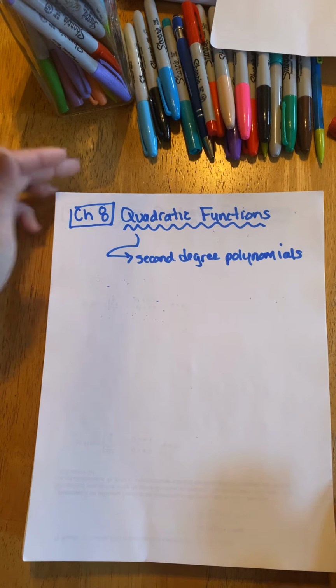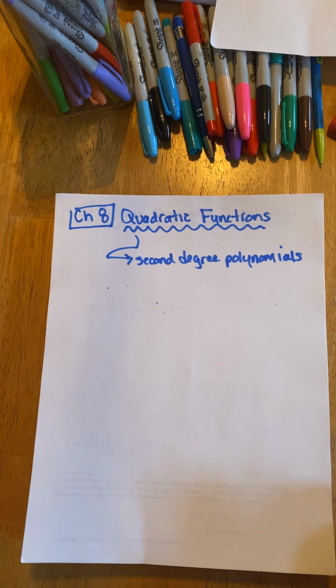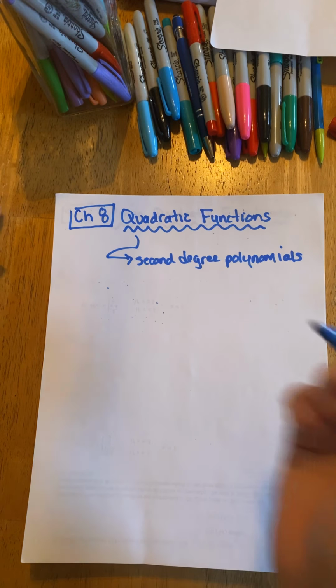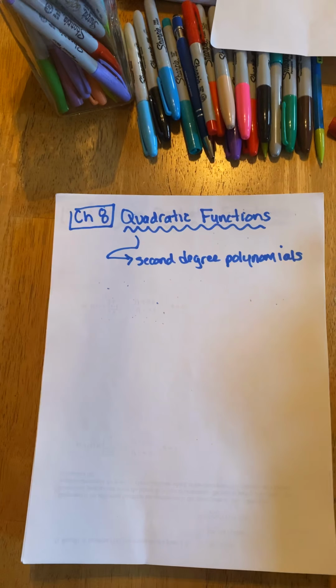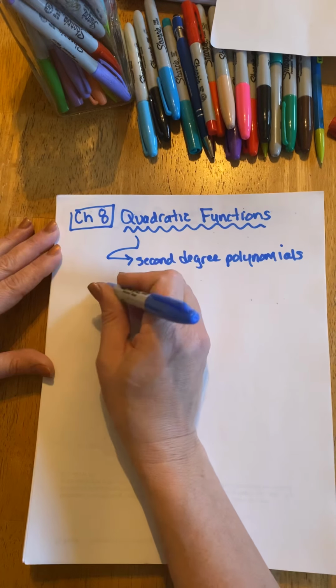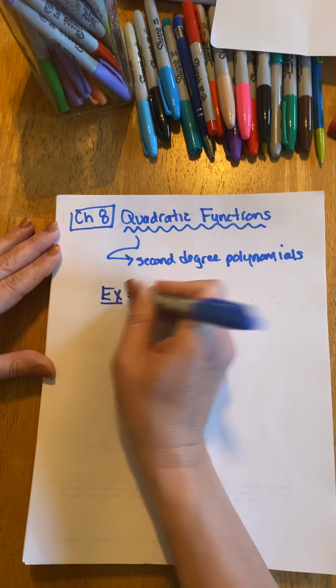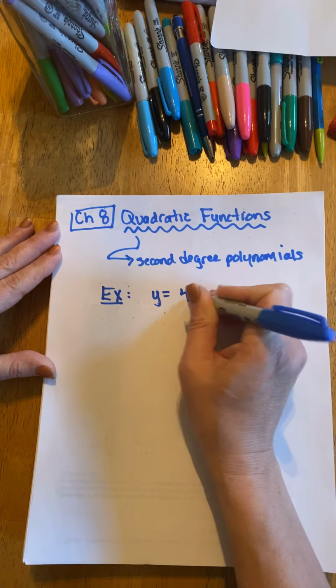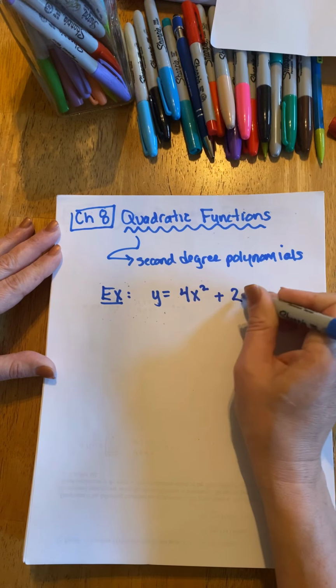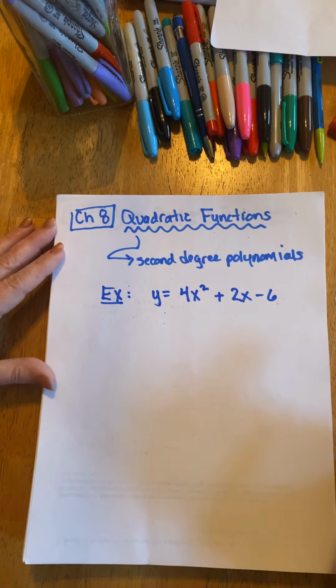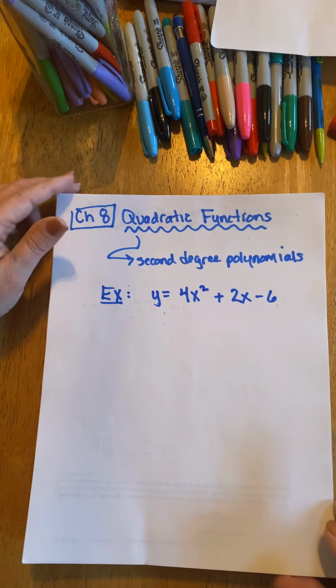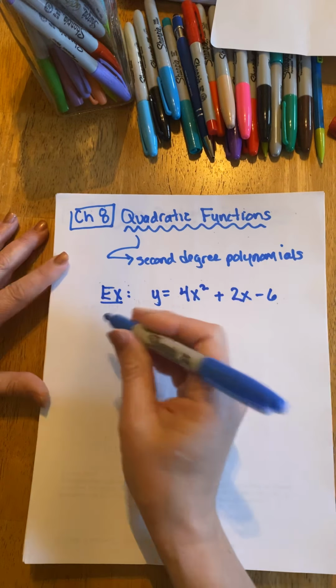Today we're going to start with our Chapter 8 lessons, quadratic functions. Quadratic functions are second degree polynomials. We saw these pretty regularly in Chapter 6. Second degree polynomials means the highest power on the variable in the equation is 2. Some examples of quadratic functions would be y equals 4x squared plus 2x minus 6. There can be at most 3 terms in a quadratic function.